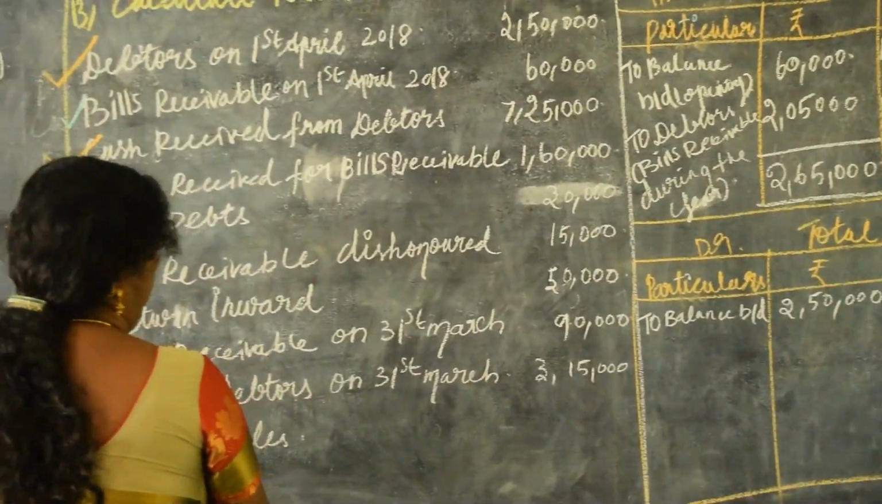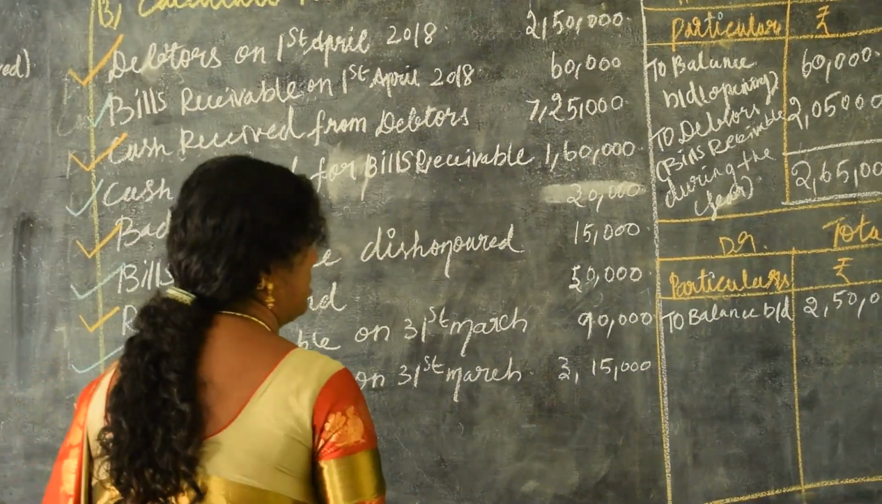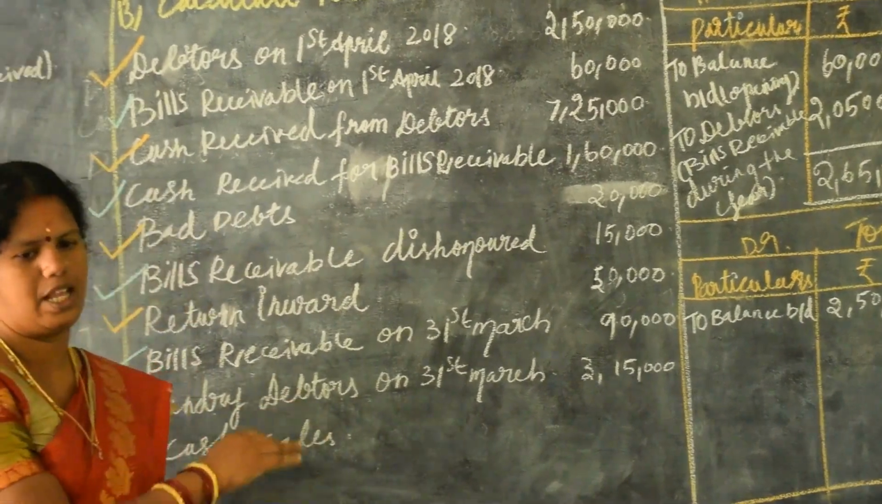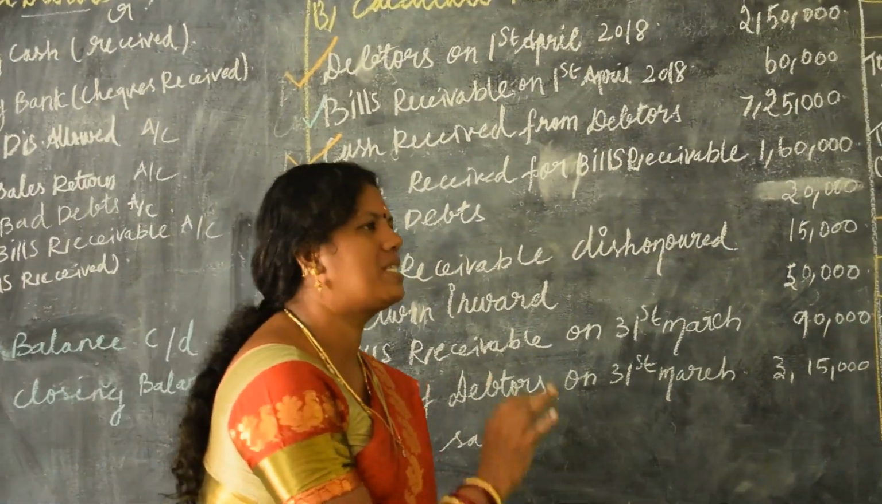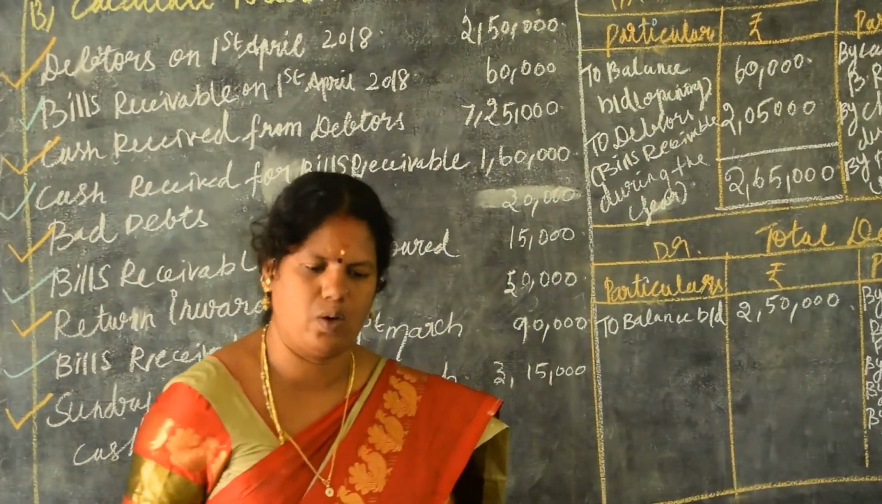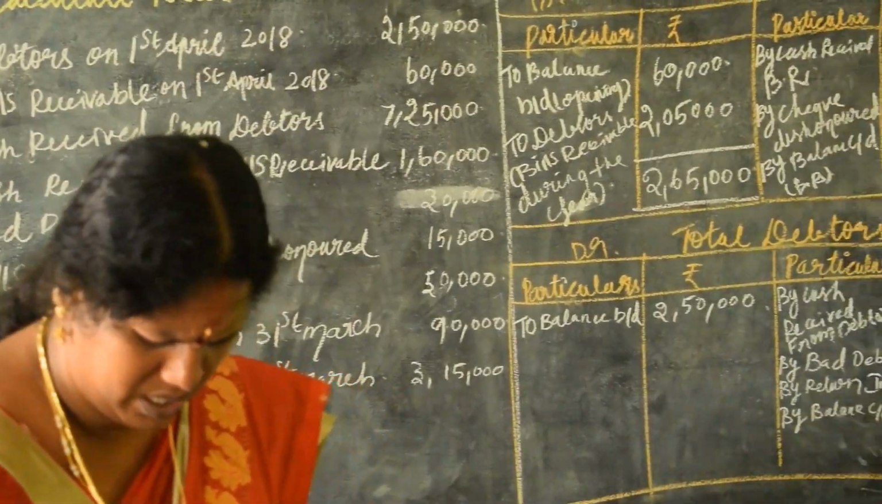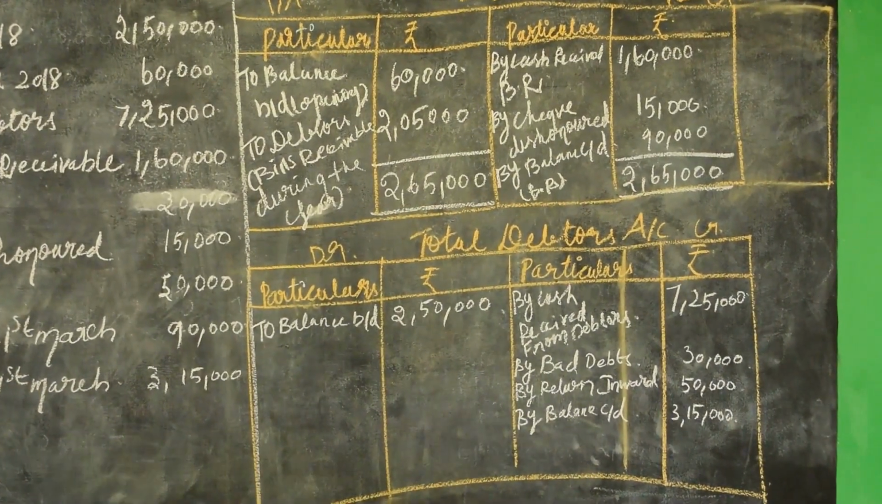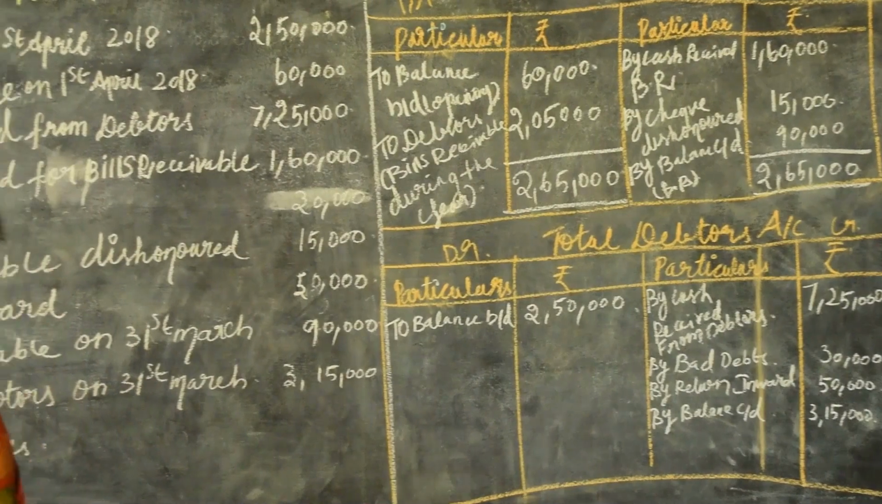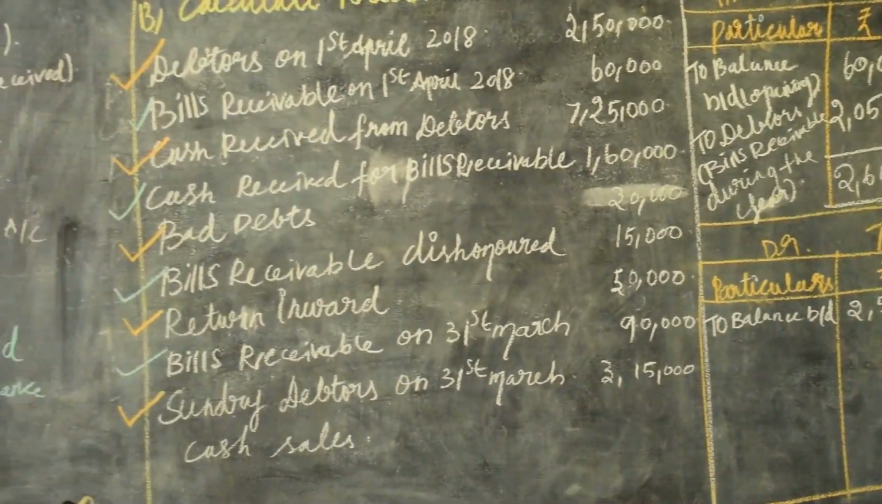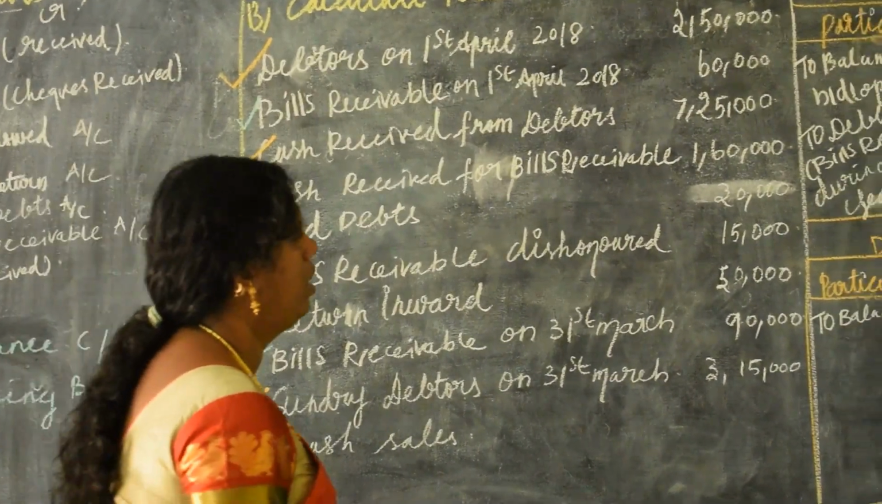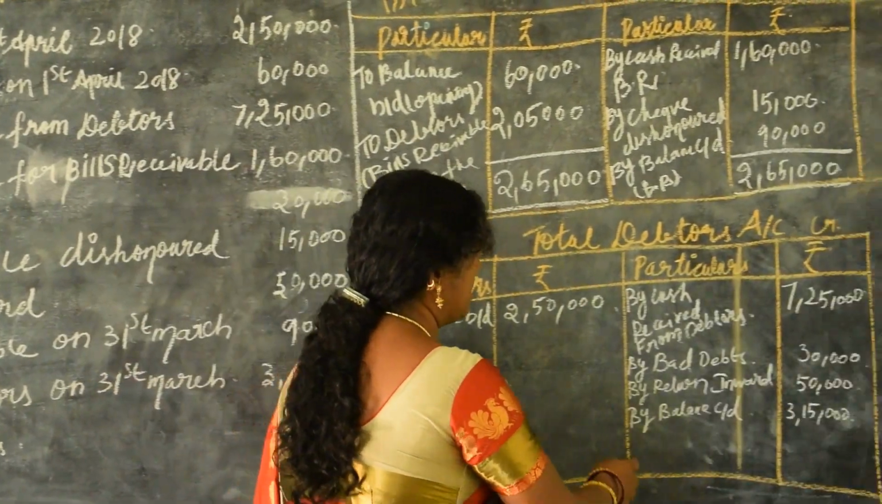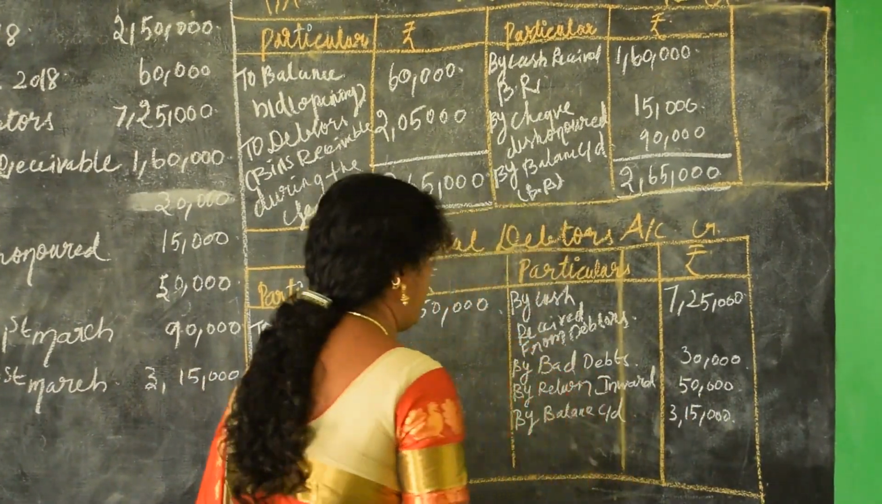Note here, you are given cash sales. You should not take the cash sales over here, because the total debtors is connected to finding out the credit sales only. The cash sales amount is 3,15,000. Yes. So you have to concentrate on the values. To balance c/d, 3,15,000 I have written.